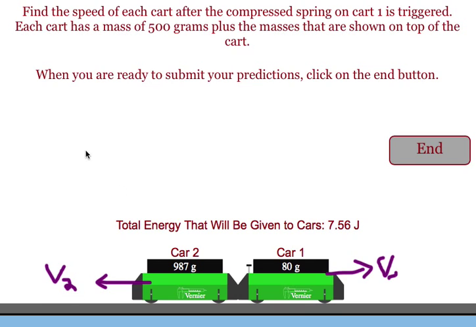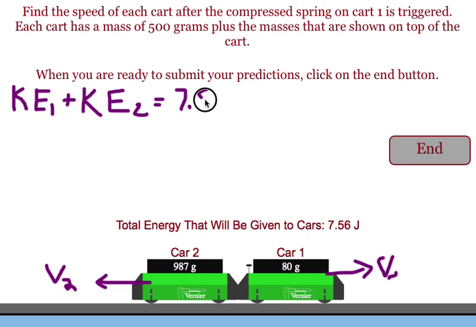Okay, in order to do this, we cannot simply do momentum conservation. We don't have enough information. So we need to do a combination of both energy conservation and momentum conservation. In this case, it tells us how much total kinetic energy will be added to the two cars by the compressed spring. So in this particular example, it tells us we will be adding 7.56 joules of energy.